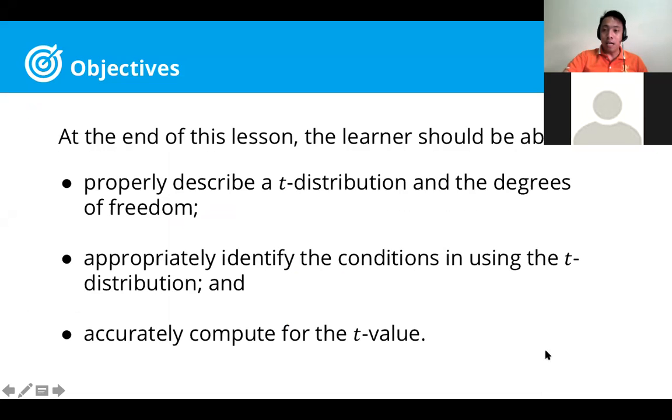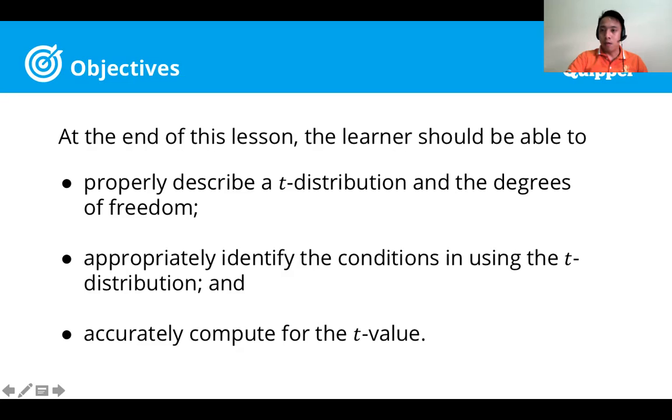At the end of the lesson, the learner should be able to properly describe a T distribution and the degrees of freedom. So we have two main ideas: the T distribution and the degrees of freedom.